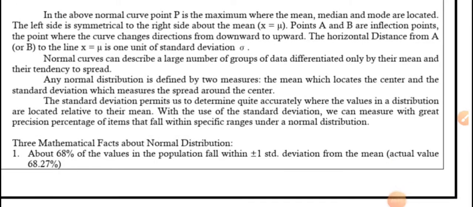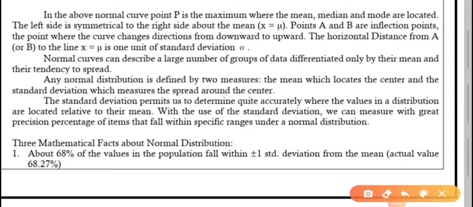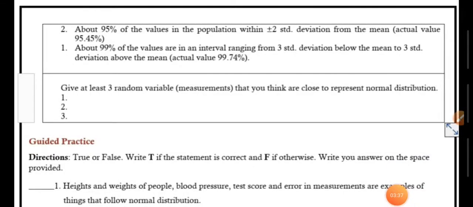Three mathematical facts about normal distribution. About 68% of the values in the population fall within plus or minus 1 standard deviation from the mean. Its actual value is 68.27%. About 95% of the values in the population fall within plus or minus 2 standard deviations from the mean; the actual value is 95.45%. About 99% of the values are in an interval ranging from 3 standard deviations below the mean to 3 standard deviations above the mean. The actual value is 99.74%.